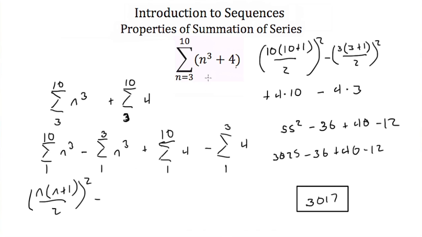So by using these properties and these formulas, you can find the value of the summation instead of actually plugging in 3 and then 4 and then 5 and then 6 and then 7, all the numbers all the way up to 10. So now that we've gone over the properties of summation series, that completes our tutorial on the introduction to sequences and finding patterns in mathematics.